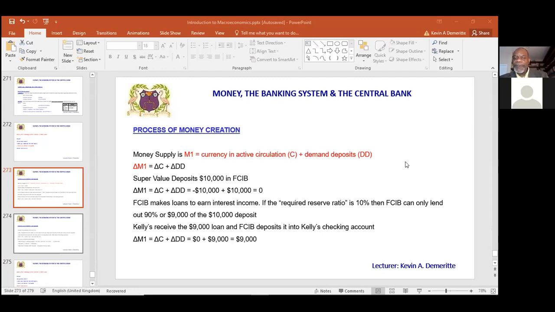So we're assuming for a moment that both Super Value and Kelly's are at FCIB. It doesn't really matter, but for simplicity purposes, we put them all in the same bank, not necessarily the same bank account. So Kelly's deposits that $9,000 back at the FCIB into their bank account. Now, let's look at the change in the money supply.